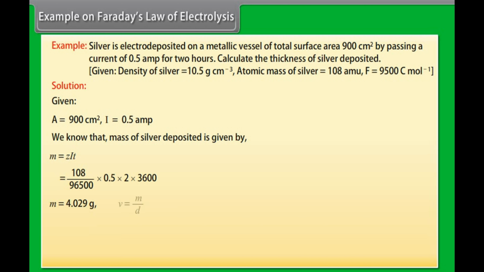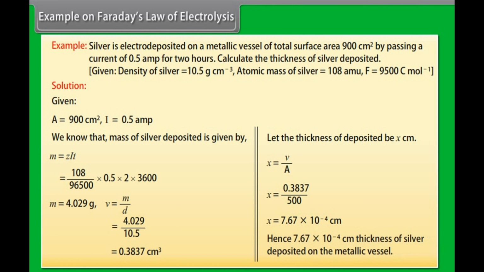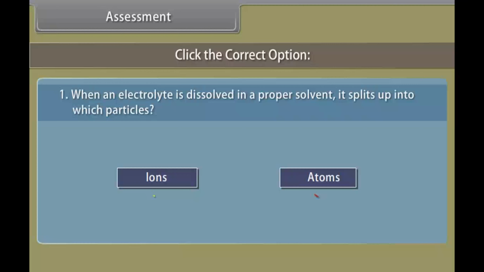We know that V is equal to M upon D. By putting the values, we get V is equal to 0.3837 centimeter cube. Let the thickness of deposit be X centimeter. We know that X is equal to V upon A. By putting the values, we get X is equal to 7.67 into 10 raised to the power minus 4 centimeter. Hence, 7.67 into 10 raised to the power minus 4 centimeter thickness of silver is deposited on the metallic vessel.